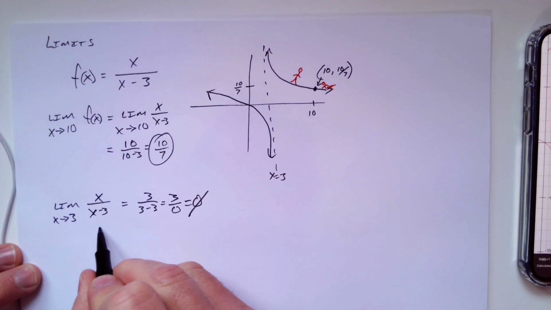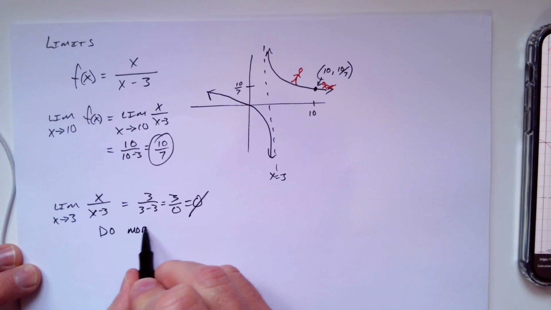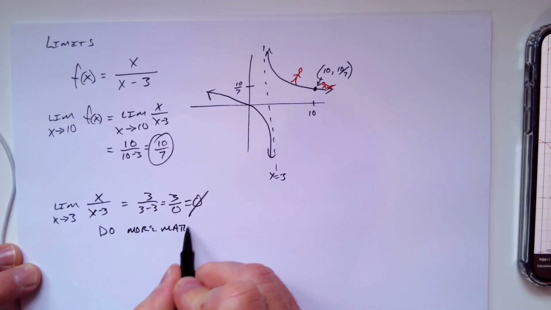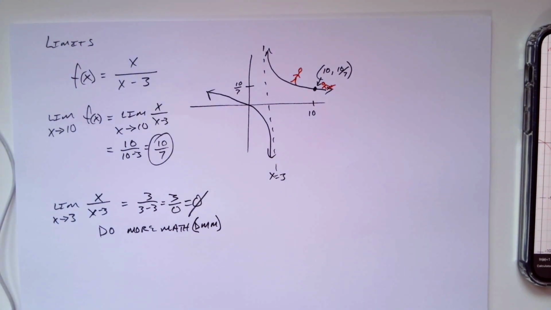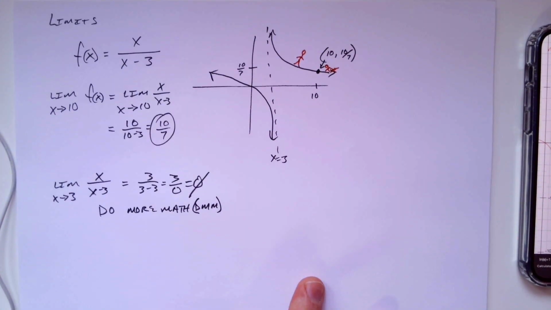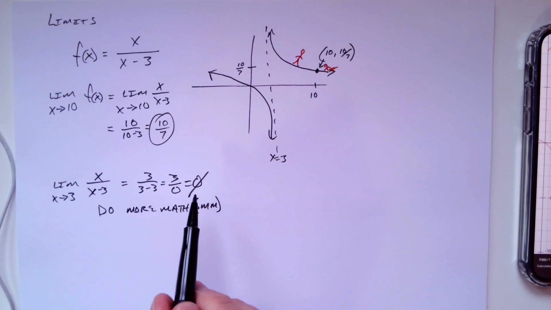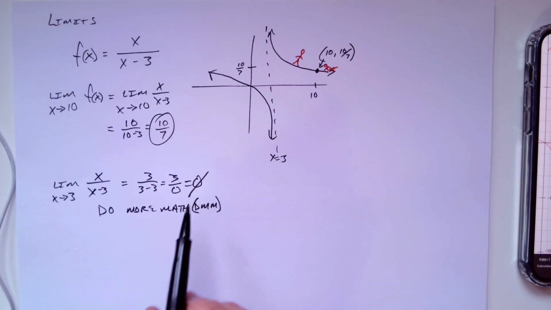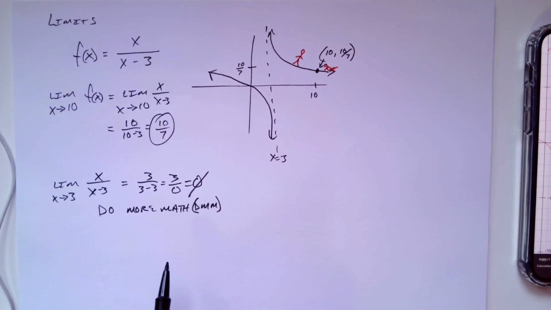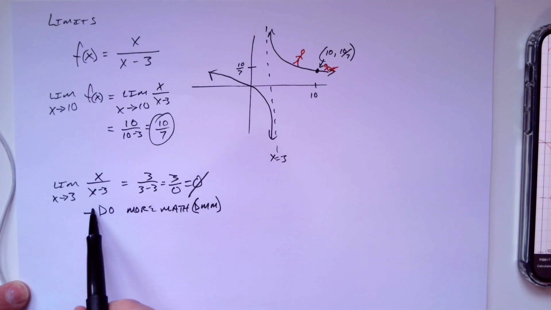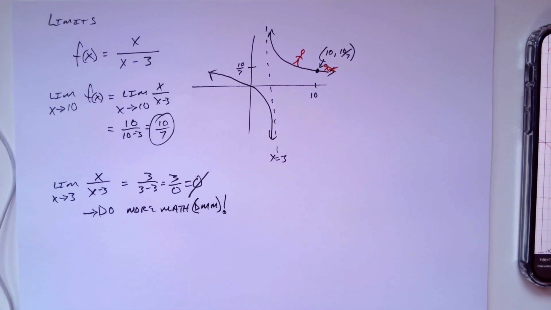And what this means is do more math. A lot of times I write that as DMM. Okay? Do more math. Some people think, well, that's the answer. No, that is not the answer. That is a symbol to tell you to do more math when you're dealing with limits. Anytime you get a limit and you get undefined as an answer, that's not your answer. That is telling you do more math, right? Okay, that's what that means. So we do more math.